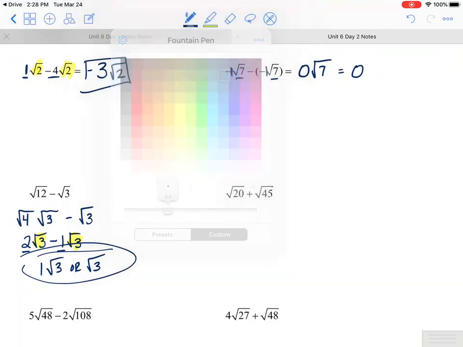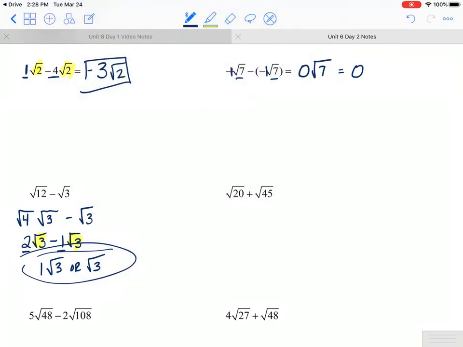All right, this one here. So again, they're unlike, so I'm going to simplify. So radical 20 I can simplify into 4 and 5, plus radical 45 I know I can split up into 9 and 5. So this becomes 2 radical 5 plus 3 radical 5. So my final answer when I combine is going to be 5 radical 5. If they're unlike radicals, you do not combine them. You leave them as is.